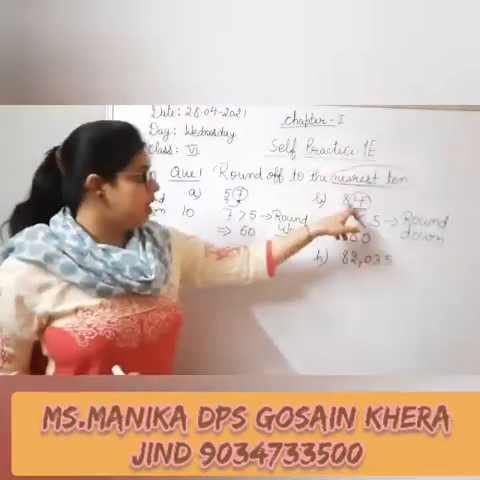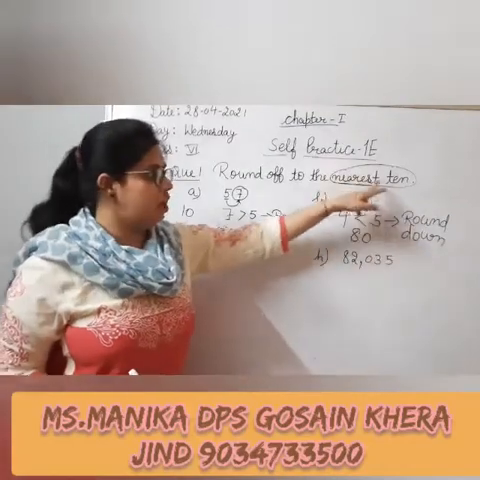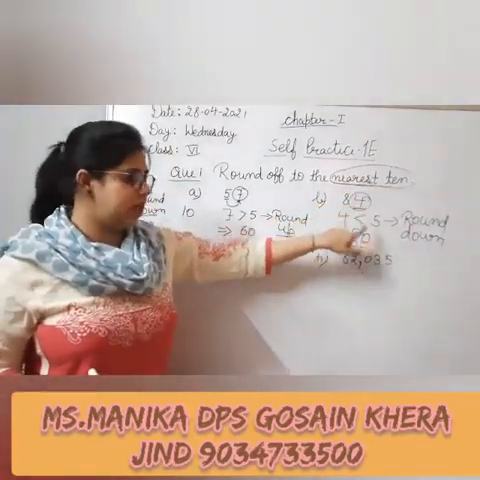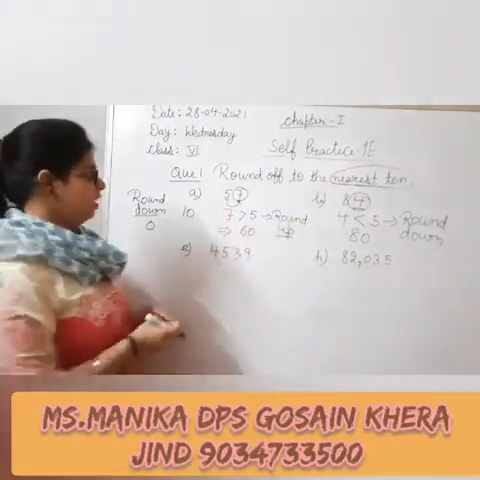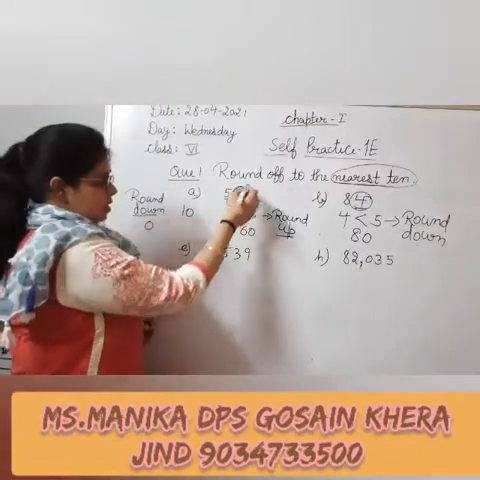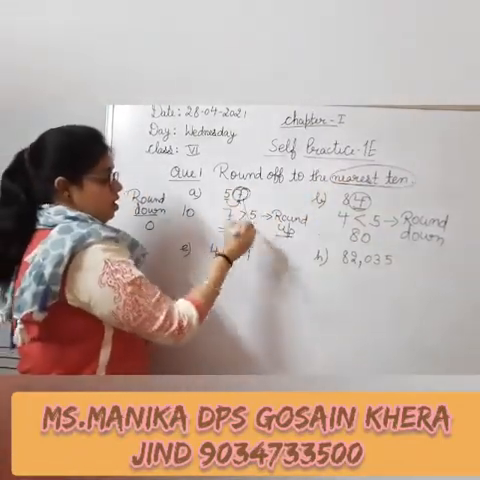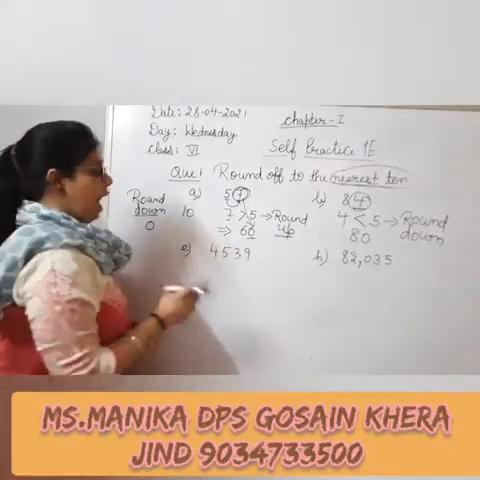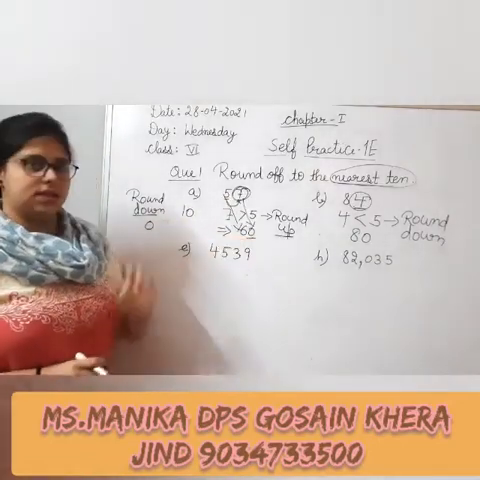Zero means the digit at which we round off to the nearest 10, that digit will be the same, that means 8. At the ones place, the digit will be 0. And when we have to round up, the ones digit will be 0 and the tens digit will be increased by 1, and that will be 60.